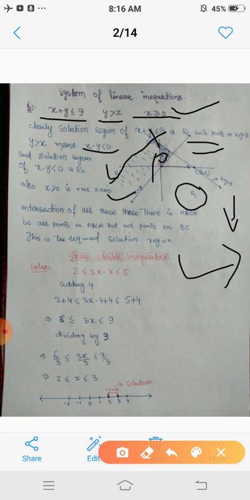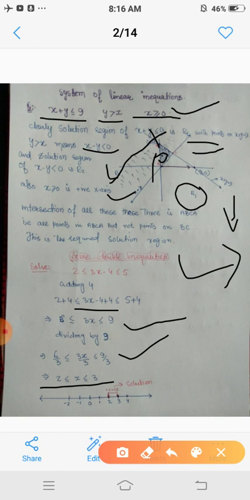It is 2 plus 4 less than or equal to 3x minus 4 plus 4 less than or equal to 5 plus 4. That is 6 less than or equal to 3x less than or equal to 9. Dividing by 3, 6 by 3 less than or equal to 3x upon 3 less than or equal to 9 by 3, which implies that 2 is less than or equal to x less than or equal to 3. Here it depends upon the situation. If x is real, the solution to this double inequality is the set of all real numbers from 2 to 3, that is the closed interval [2, 3].